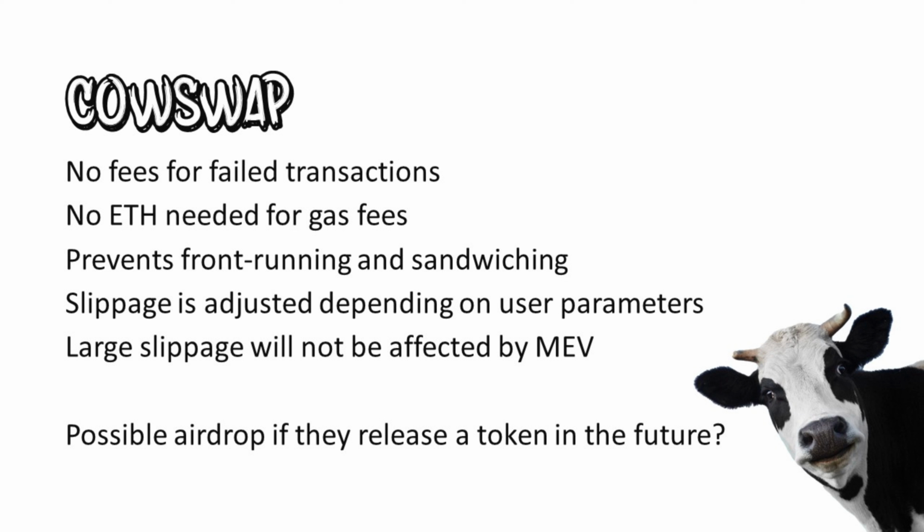And slippage is adjusted depending on user parameters. So you can select the slippage. It will automatically go to the lowest slippage amount. That's another amazing feature. And large slippage will not be affected by the miner extractable value, as it certainly will be on the other automated market makers such as Uniswap and SushiSwap.